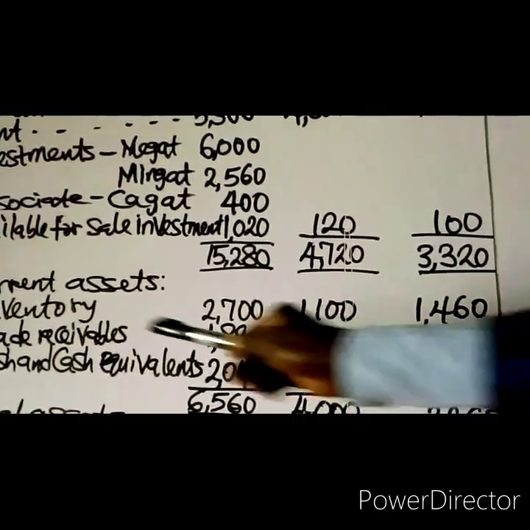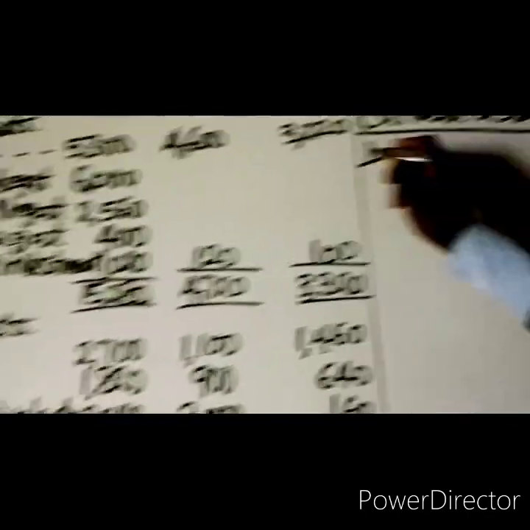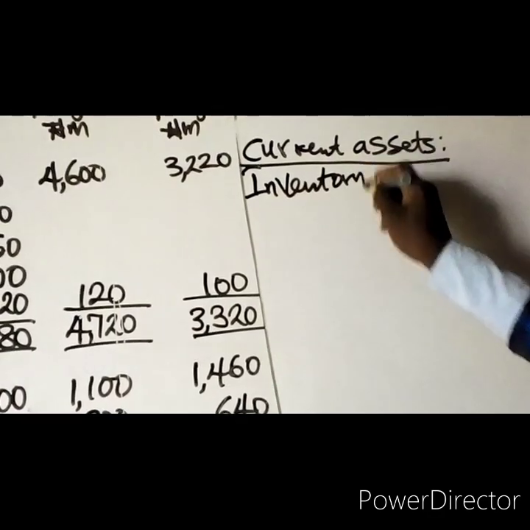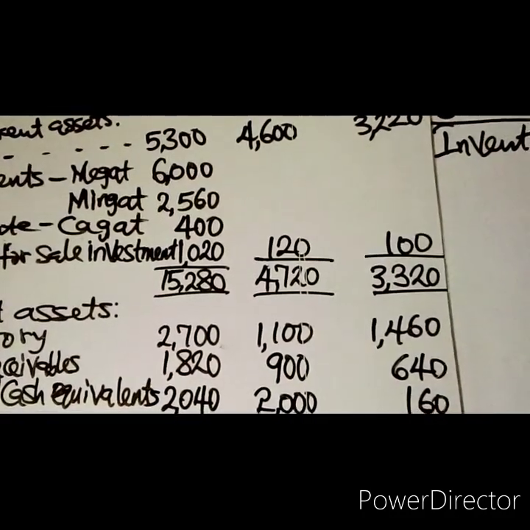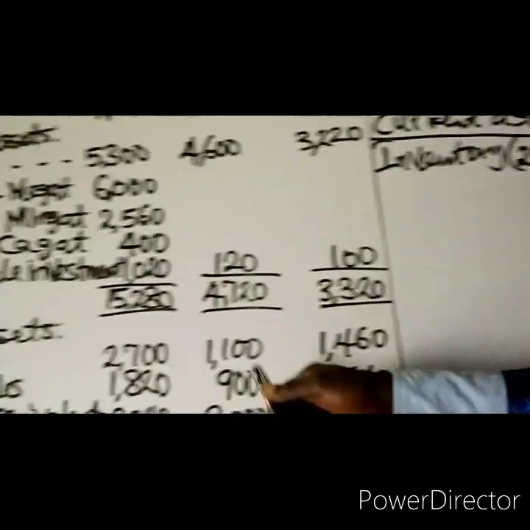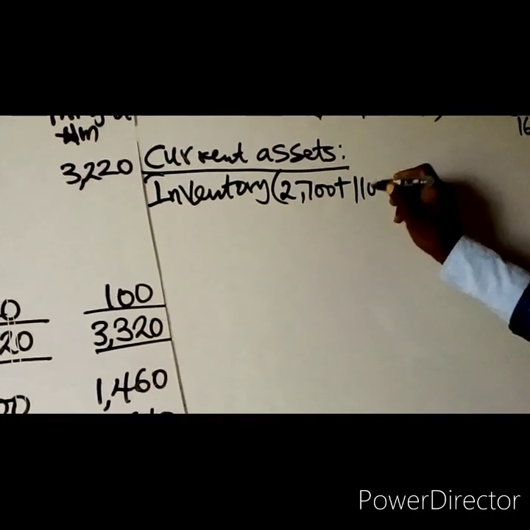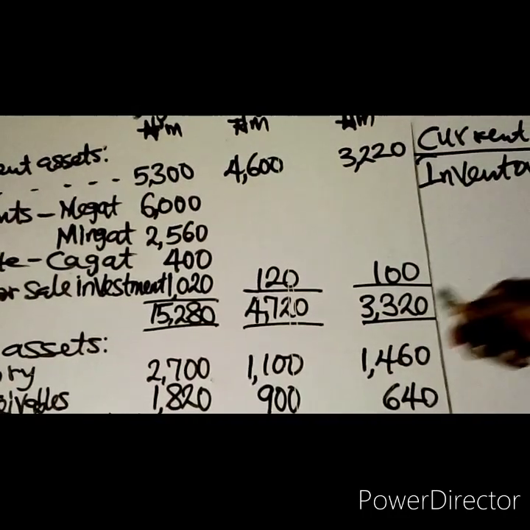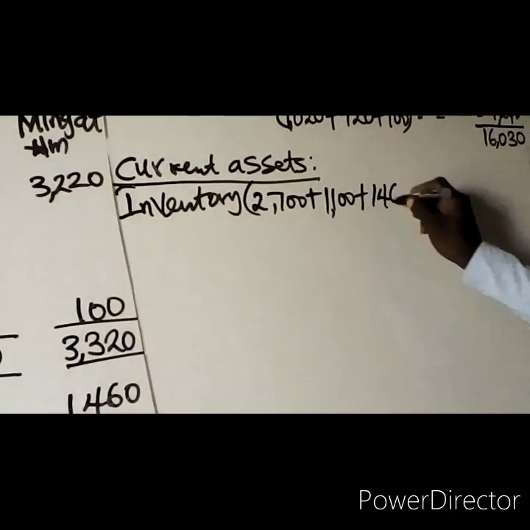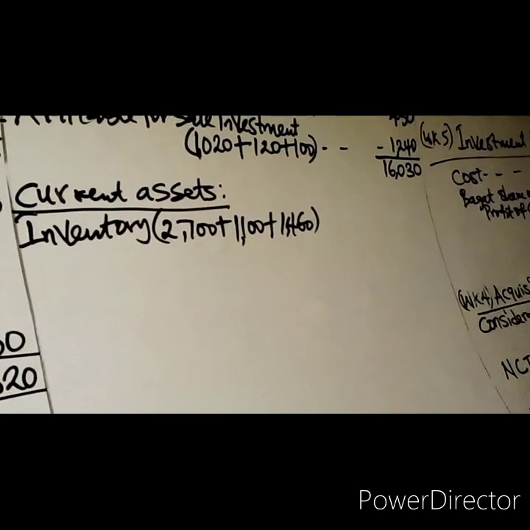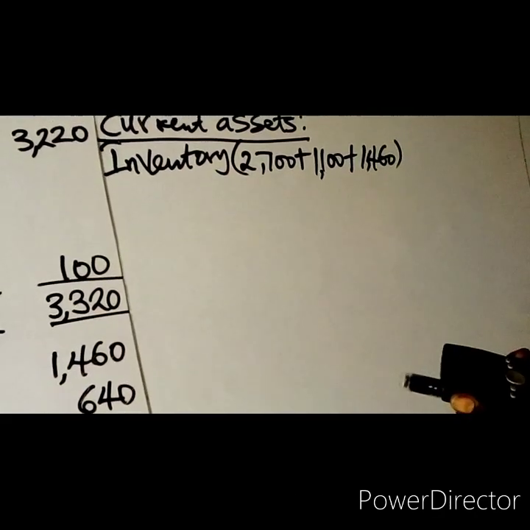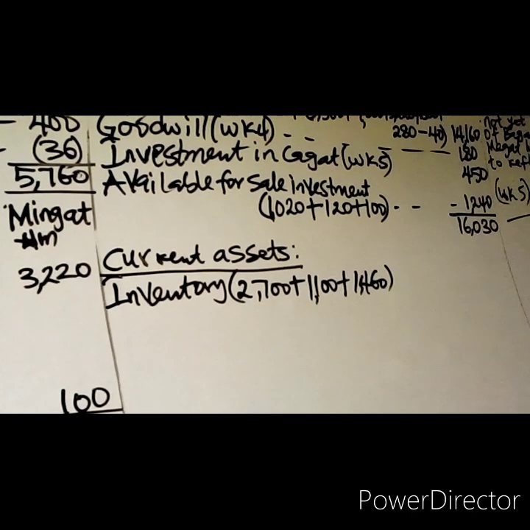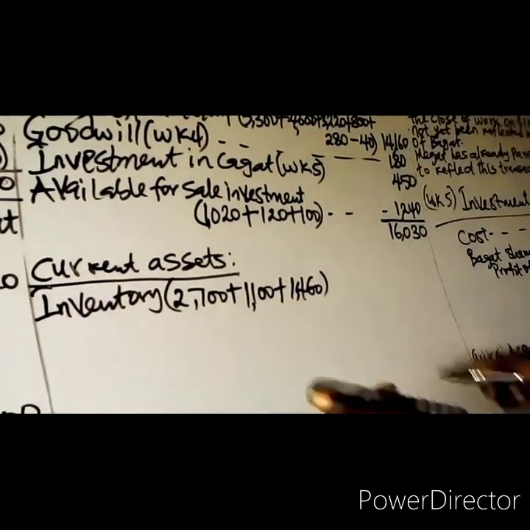The first under current assets in the statement of financial position is inventory. There is no intra-group transfer of inventory and no additional information on inventory, so just sum it up. 2,700 plus 1,100 plus 1,460, and that will give us 5,260.